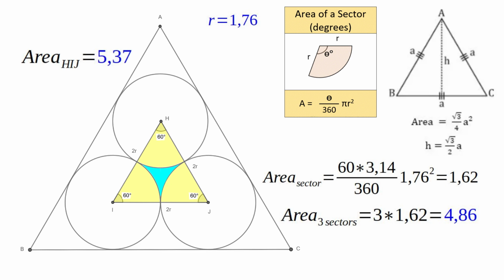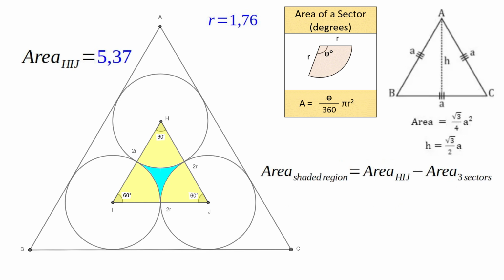So the area of the shaded region is the area of the entire triangle HIJ minus the area of the three circle sectors. So we have area equals 5.37 minus 4.86, which is 0.51. And that's your answer. 0.51 is the area enclosed by these three circles.